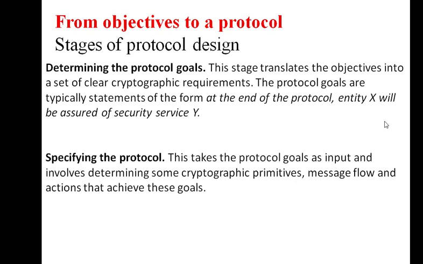Determining the protocol goals. In this stage we translate the objectives into a set of clear cryptographic requirements. The protocol goals are typically statements of the form: at the end of the protocol, entity X will be assured of security service Y. Then specifying the protocol. This takes a protocol goal as an input and involves determining some cryptographic primitives, message flow and actions that achieve these goals.